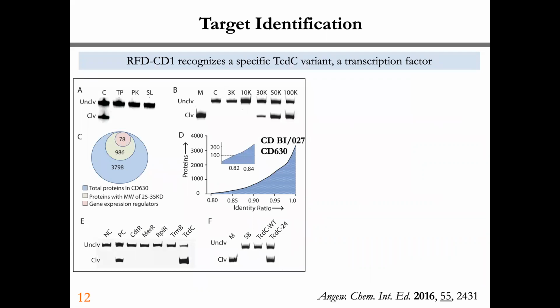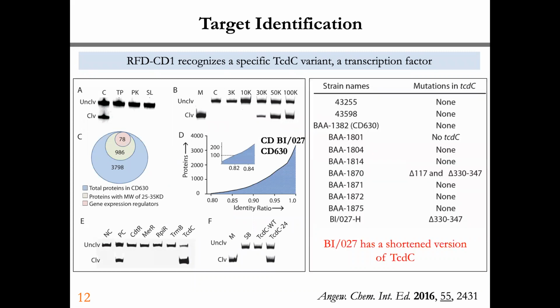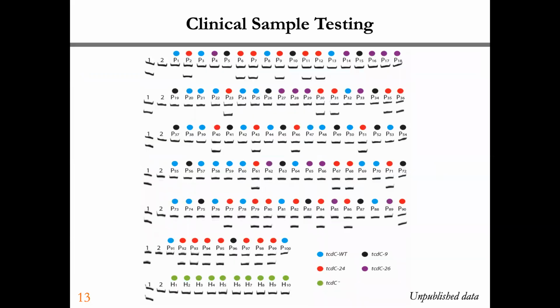I don't want to go into details here. As I told you, we don't know what the biomarker is to begin with. But we made a huge effort to identify what this DNAzyme responds to. In the end, we found that this DNAzyme binds to a shortened version of a transcription factor called the TcdC protein. This was really a major effort by Zifa. The data we have not published.